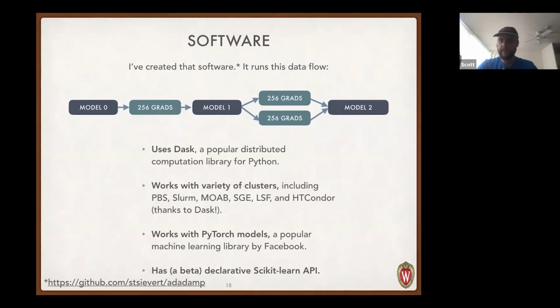It also works with Pytorch models, not TensorFlow or Keras. Pytorch is developed by Facebook, and they are a newer software, so they have some nicer features. Things like serialization is a little more mature and a little faster in Pytorch, I think. My software also has a declarative scikit-learn API. That's not too important, but it provides some ease of use for the data scientist.